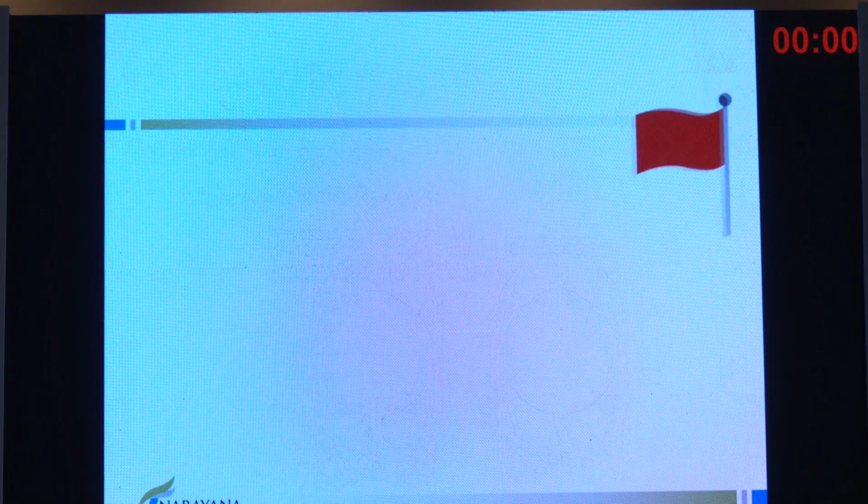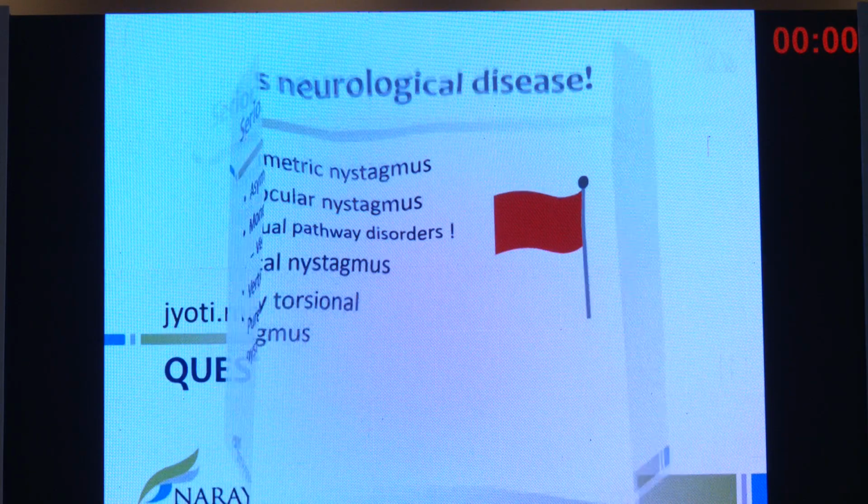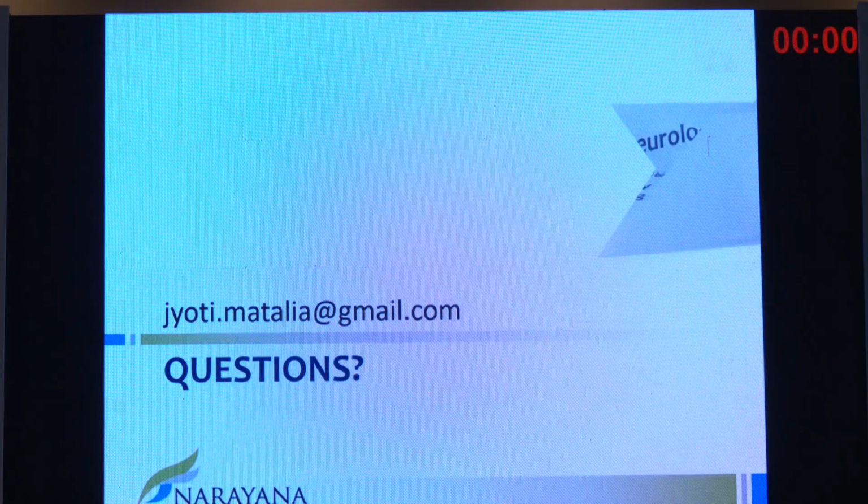And ending, there are certain serious neurological diseases you should think of when you see an asymmetric nystagmus, a monocular nystagmus, which is a visual pathway disorder, a vertical nystagmus, and a purely torsional nystagmus, provided you have ruled out a congenital cause. So thank you very much.